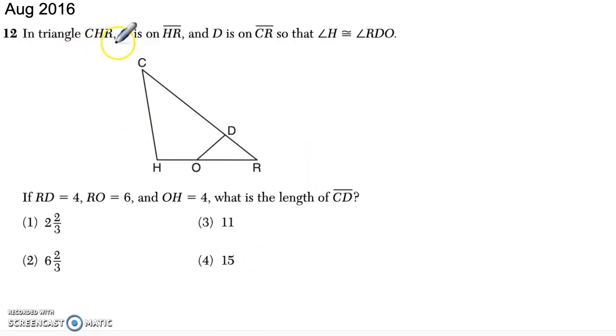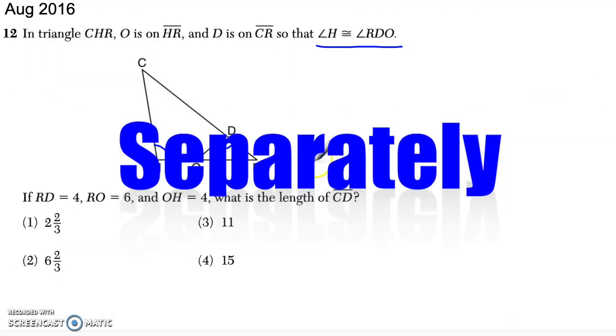So we've got the picture, they describe it. The key piece of information here is that angle H is congruent to angle RDO. So H over here is congruent to RDO right there. Now that's one pair of angles congruent between these two triangles, but I know the triangles are similar because there's another angle that has to be congruent. Do you see which one? It's actually angle R right here, because both of these triangles have angle R in it, the very same angle R. So, step one, draw the triangles separately.